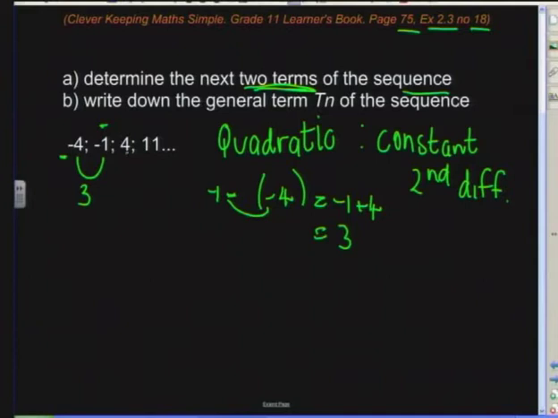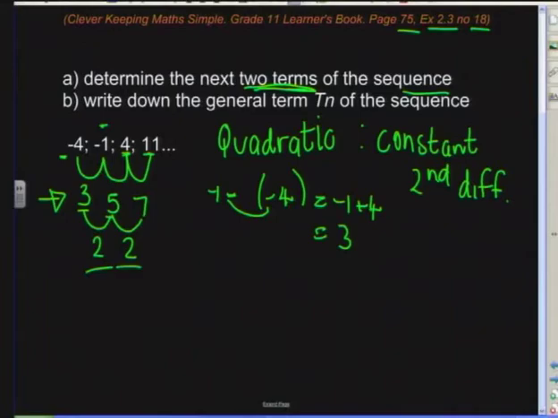Then I'm going to say 4 minus minus 1. Again, be careful with your signs. It's going to become 4 plus 1, which is 5. And then we say 11 minus 4, and that gives me 7. Okay, so that's my line of first differences. I want the next row to be my constant second difference. So I say 5 minus 3, I get 2. 7 minus 5, I get 2.